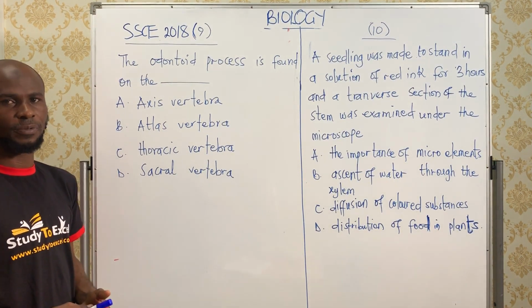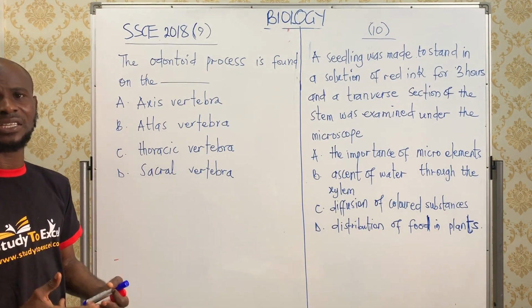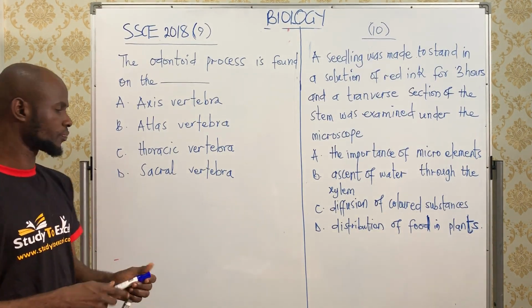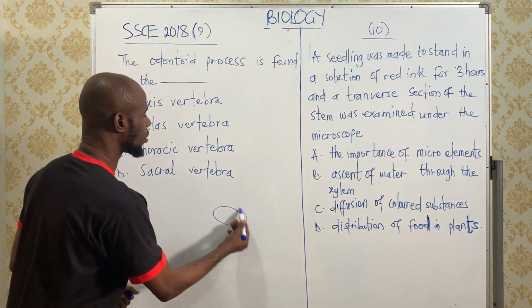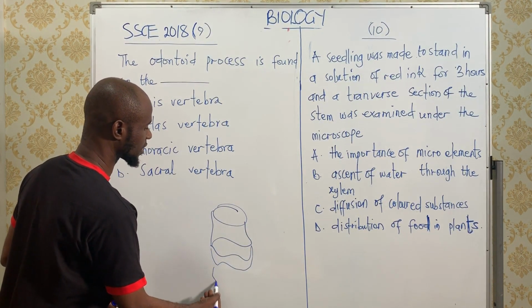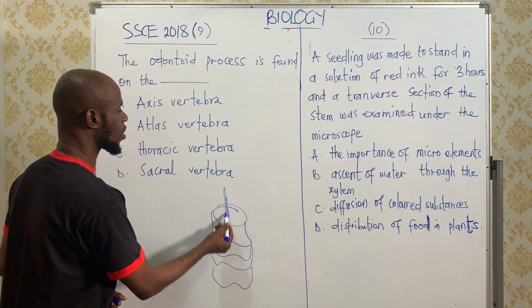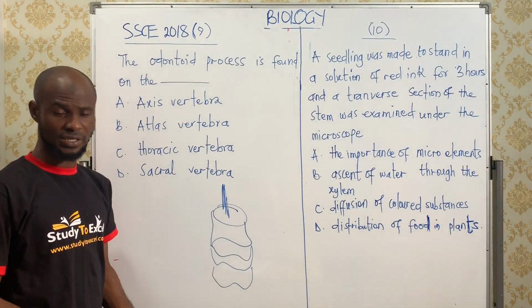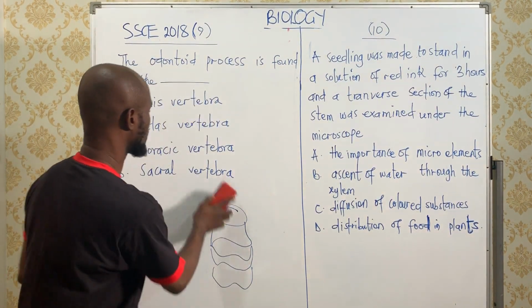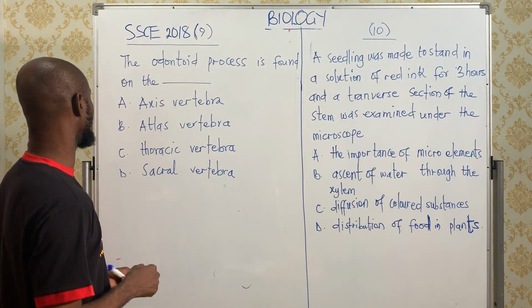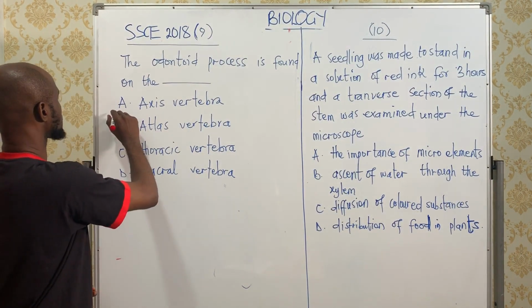So what is cervical vertebra, or what is vertebra itself? Vertebra is that particular bony structure that helps to protect the spinal cord. So let me just give you an outlook. This is how the bone is at your back, and the spinal cord will pass through the particular bony structure called the vertebra. We have 5 types of vertebra. The answer actually is the axis, A.